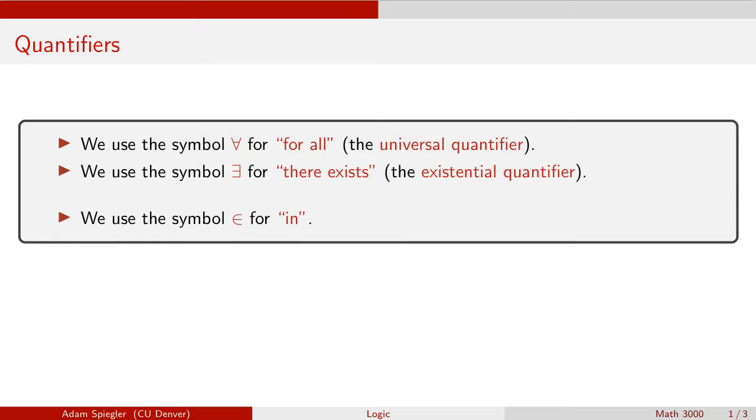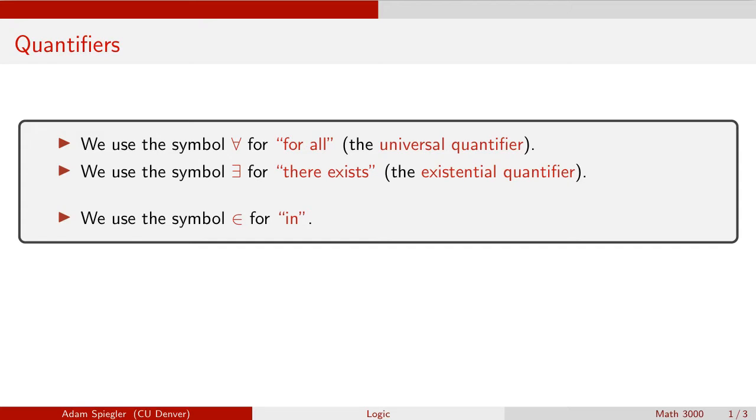So the first symbol is this upside down A, and this quantifier is used to denote for all, and we call this the universal quantifier. The other quantifier is this backwards E, and we use the E to represent there exists, and therefore we call this the existential quantifier. And though it's not a quantifier, I'm not sure if everybody is familiar with this symbol, so I just want to define it here: this symbol that looks like an E almost denotes the in.